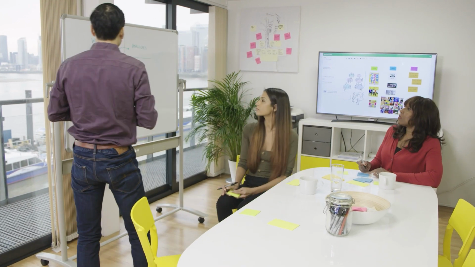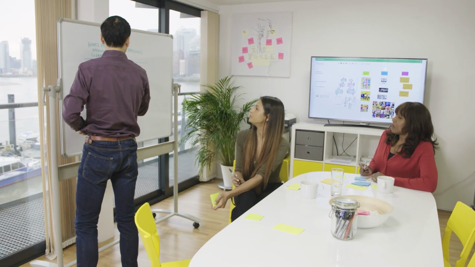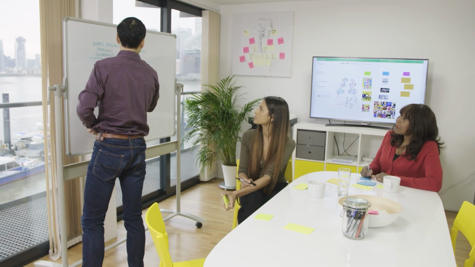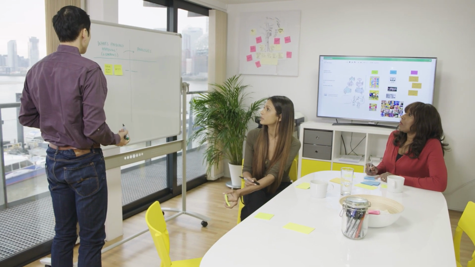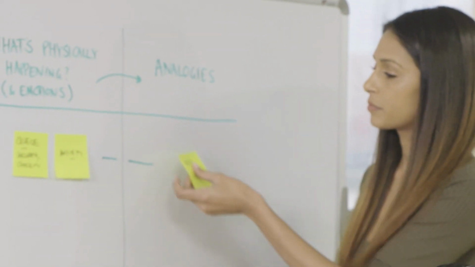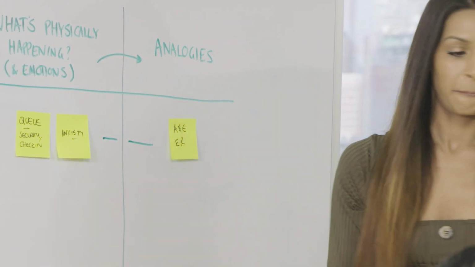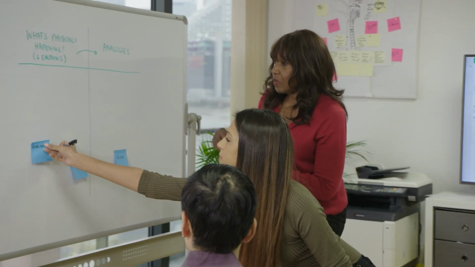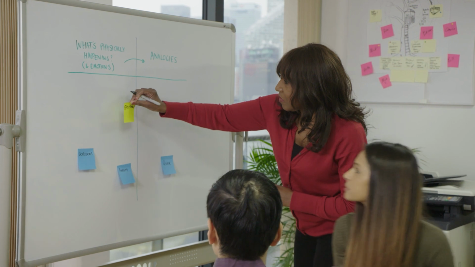For example, let's say we are focused on the waiting in line experience at the airport. Consider both the physical as well as emotional attributes. For example, winding barriers, or distinguishing between line jumpers and people with special needs, boredom, or anxiety, frustration.